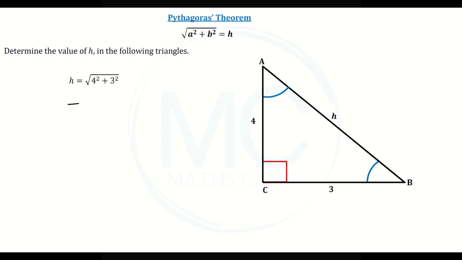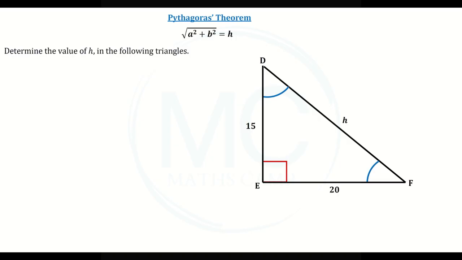And now we can simplify. 4 squared gives us 16, plus 3 squared, which is 9, under a square root. 16 plus 9 gives us 25, under a square root. And we know that the square root of 25 is 5. This is the length of the hypotenuse h. Let's do another one.